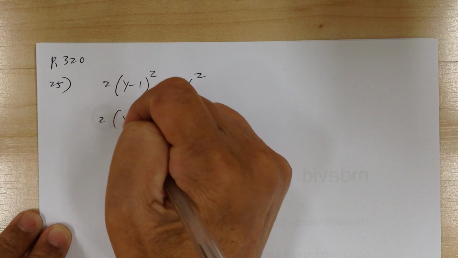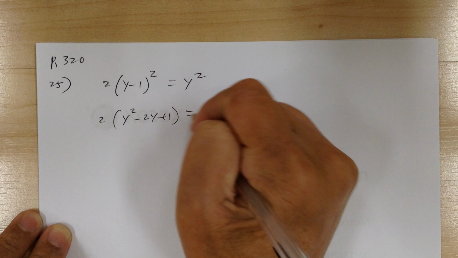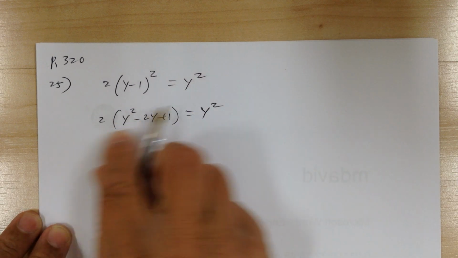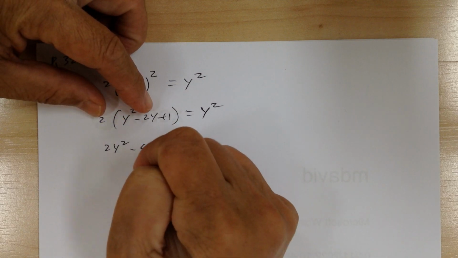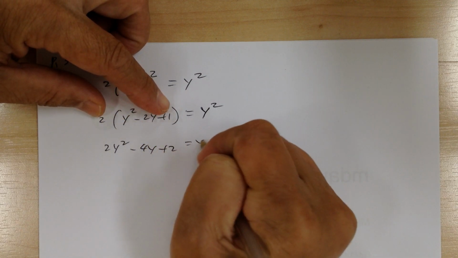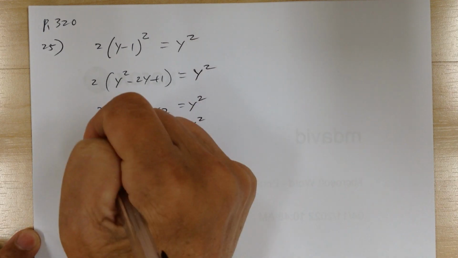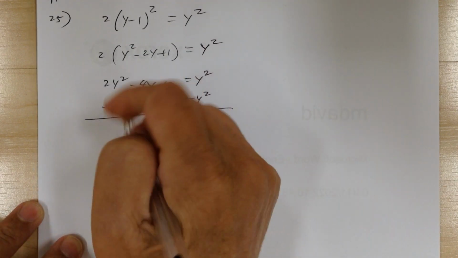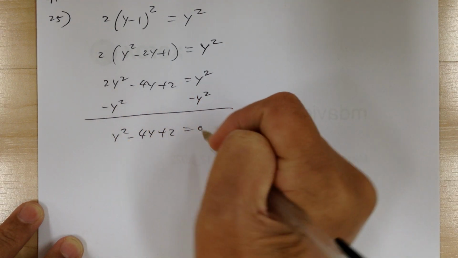Squaring this will give you y squared minus 2y plus 1. Again, you have to know how to square that. After you distribute, you get 2y squared minus 4y plus 2 equal to y squared. Then you have to make it equal to 0 so we can do the factoring. So you got y squared minus 4y plus 2 equal to 0.